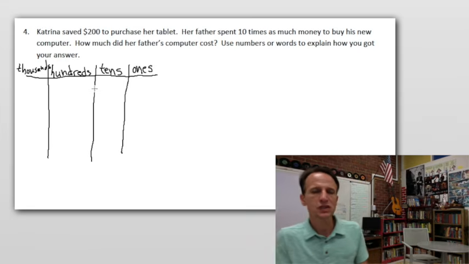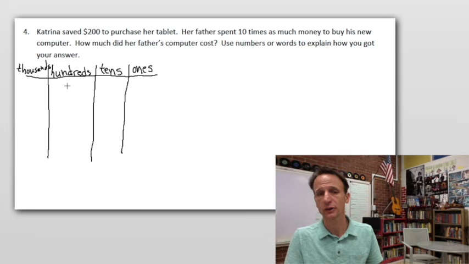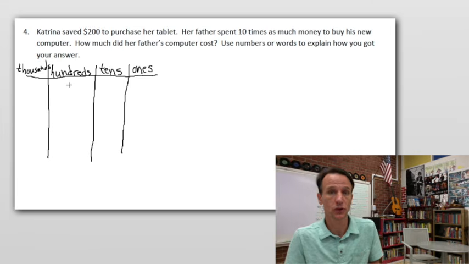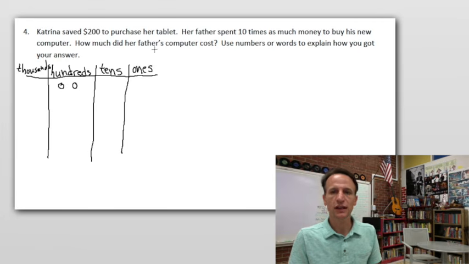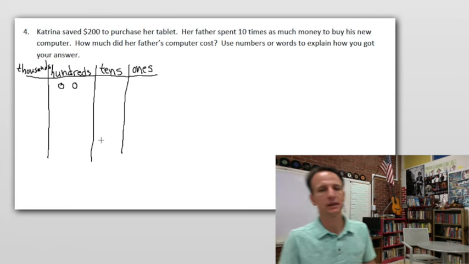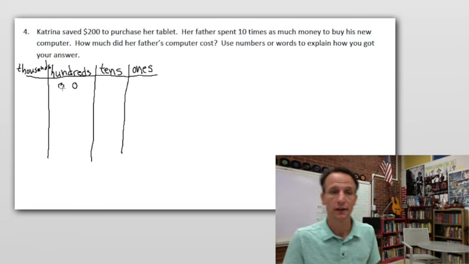Okay, so she has $200. That's what we're starting with. So how do I represent that in a place value chart? 200s. So 1 and a 2. Her father spent 10 times as much money. So I'm taking those 200s and multiplying by 10. So let's do that. There's 1 there already. So 2, 3, 4, 5, 6, 7, 8, 9, and 10.